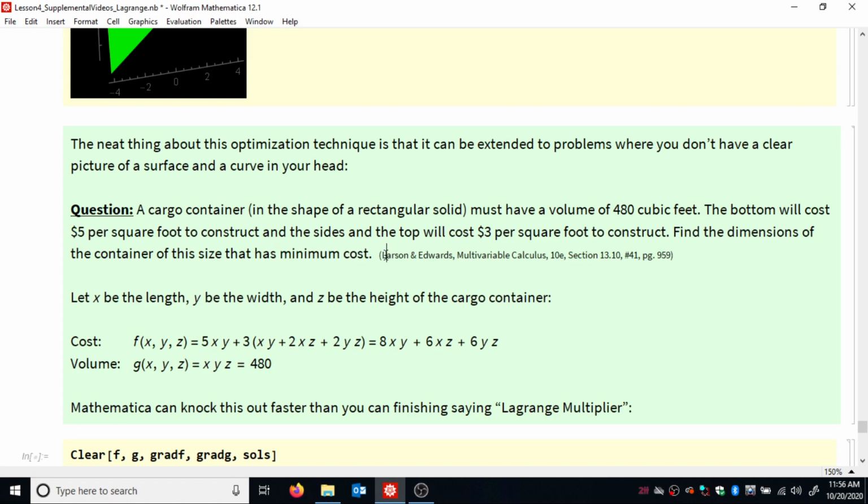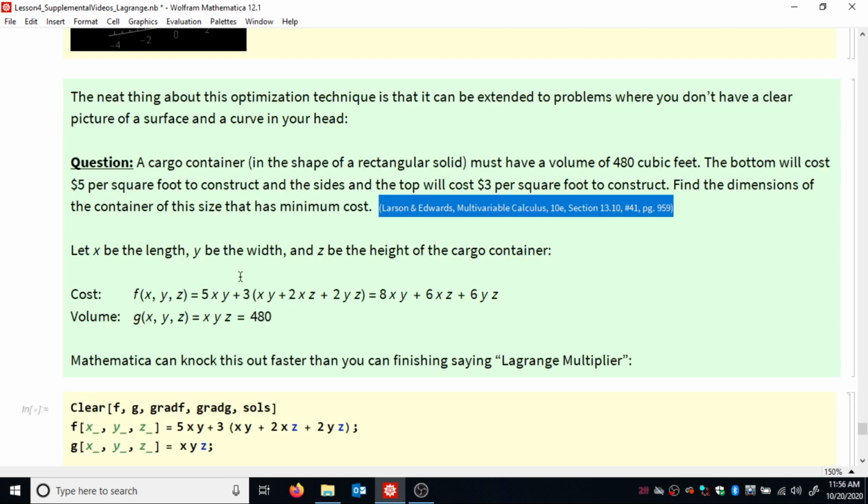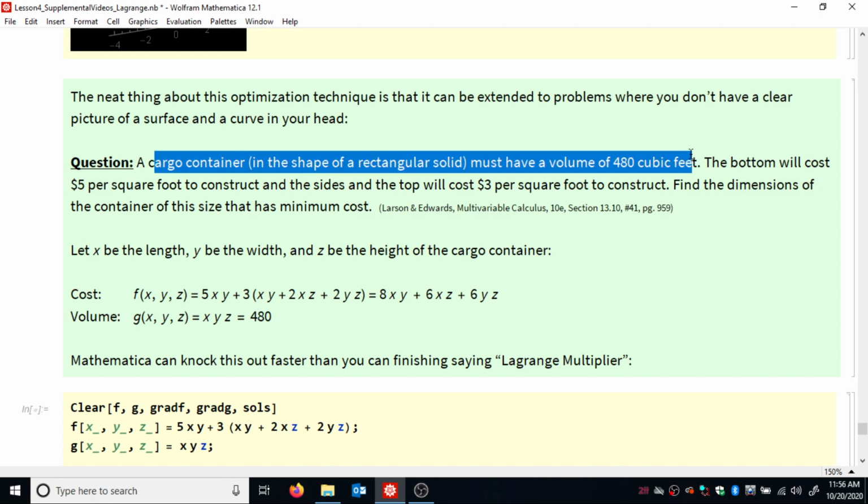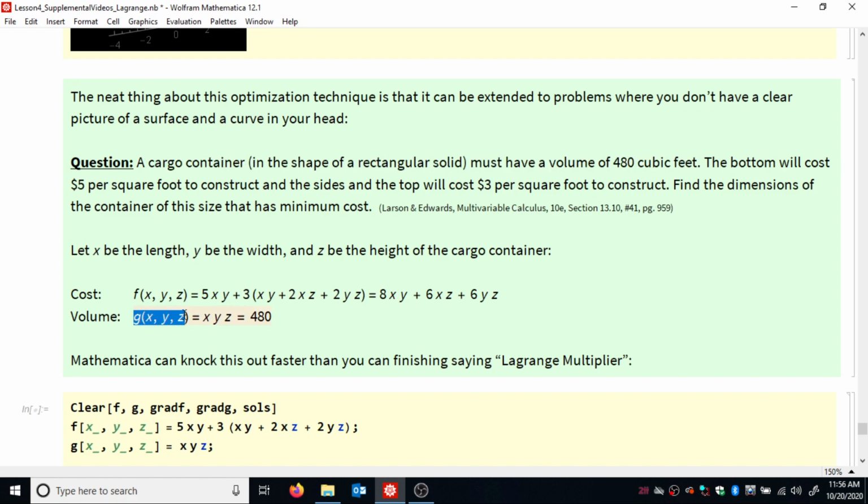And by the way, I didn't write this problem myself. This is from the Larson and Edwards multivariable calculus text, the 10th edition. So you can easily find this problem if you want to see the source there. Anyway, the hardest part of these word problems is coming up with the setup here. So we need an equation that we are maximizing or minimizing, and we need an equation that serves as our constraint. What's pretty straightforward here is that our constraint is that we have to have a volume of 480 square feet, or cubic feet. So g of x,y,z is equal to the volume here, so length times width times height, which is locked in at 480 cubic feet. That's my constraint. That's my g of x,y,z.